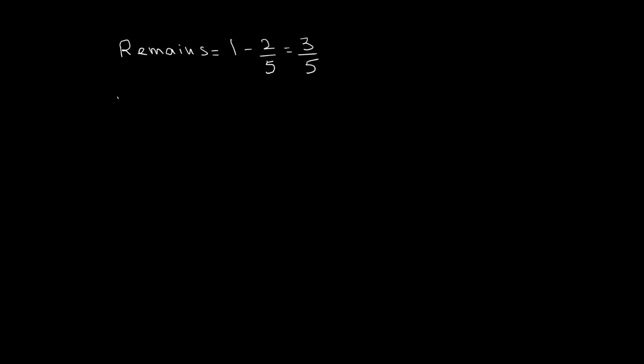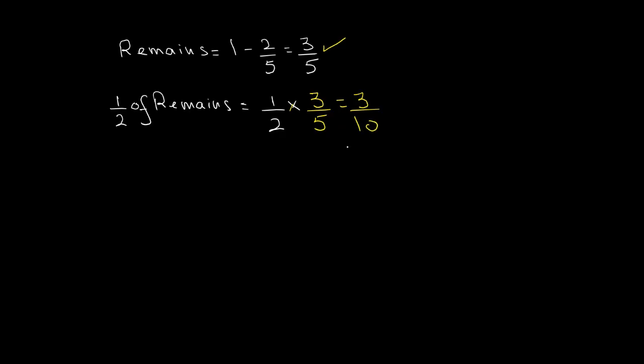So half of what remains is going to be equal to half multiplied by what remains. Well, what remains is 3/5. So I'm going to multiply half by 3/5 to get 3/10. So he spent half of what remains, which is 3/10. So this is what he spent.